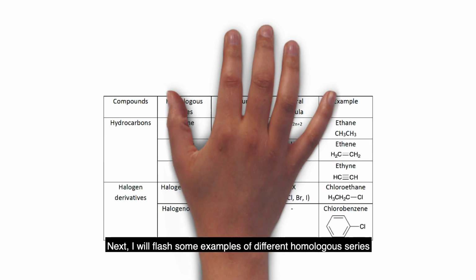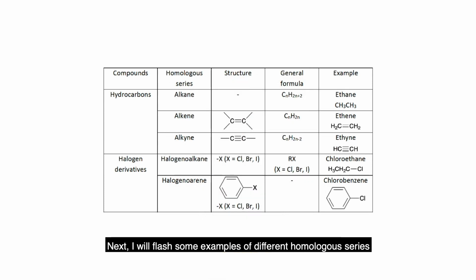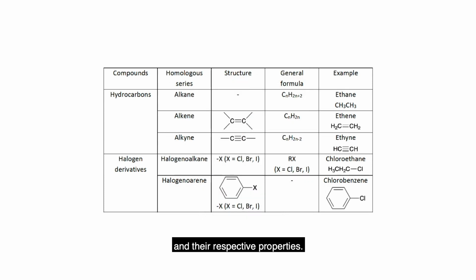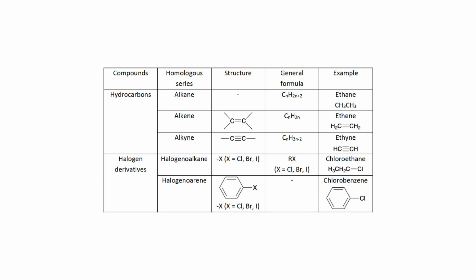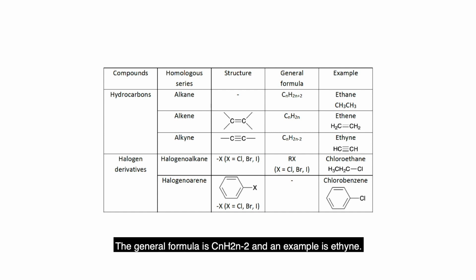Next, I'll flash some examples of different homologous series and their respective properties. Familiarize yourself with them. Pause the video if necessary. For example, for hydrocarbon compounds, an alkyne functional group is present when there is a C≡C triple bond. The general formula is CnH2n-2, and an example is ethyne. For more information, please read up on the notes provided.